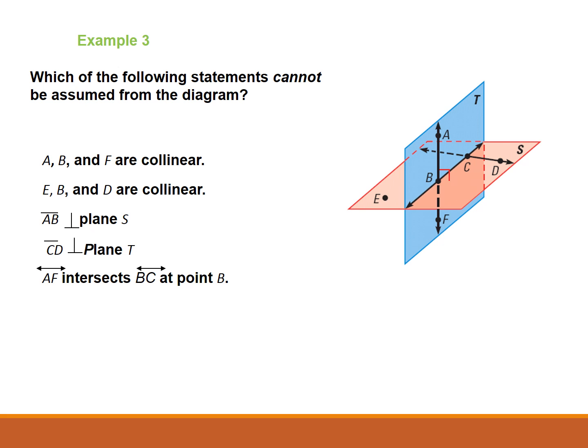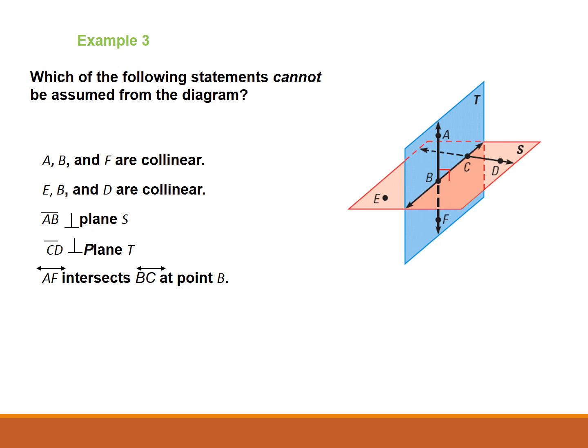Now look at AB perpendicular to plane S. There is a right angle symbol that is right next to that point B. You see it? So it's perpendicular to plane S. It's passing through plane S, but it's perpendicular to it.